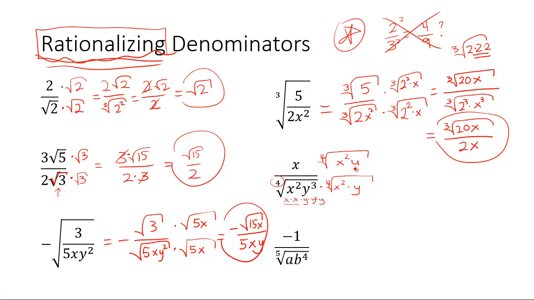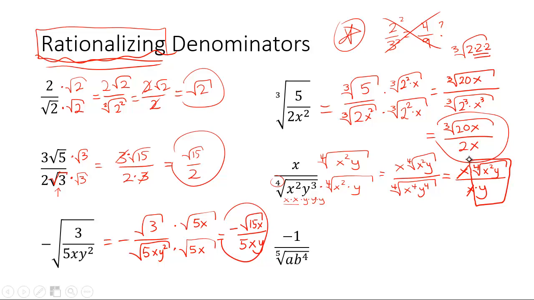So we do the same thing to the numerator, and we have x 4th root of x squared y over, it'll be 4th root of x to the 4, y to the 4, which is what we wanted so that the root disappears. And so we've got x 4th root of x squared y over xy. And the x's cancel because it's a common factor. And so we're just left with the 4th root of x squared y over y.